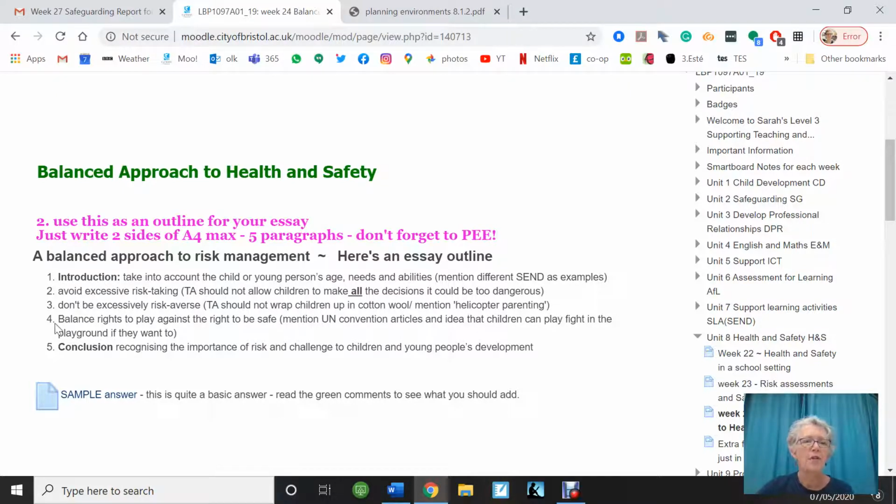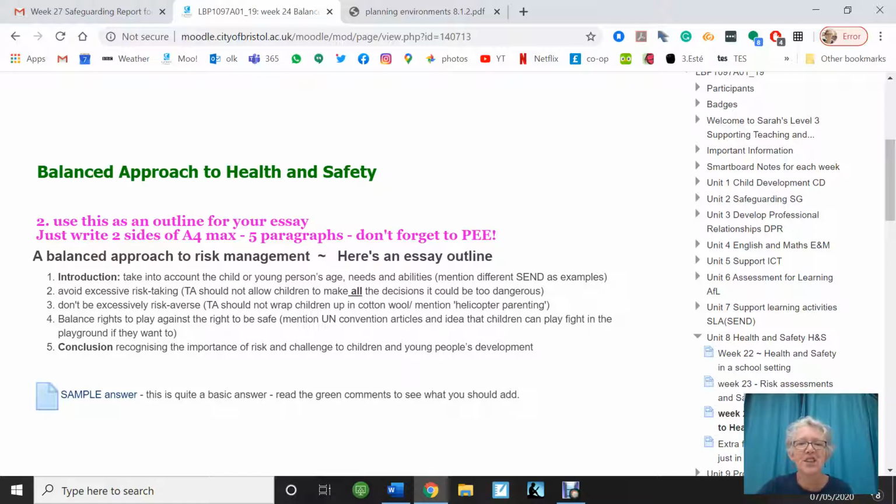And then paragraph number 4, you need to mention children's rights. Children have a right to play in the way that they want to, and they have a right to be safe. And I think here you could go to the UN Convention articles on the rights of a child. There's one about playing and there's one about their right to be kept safe.